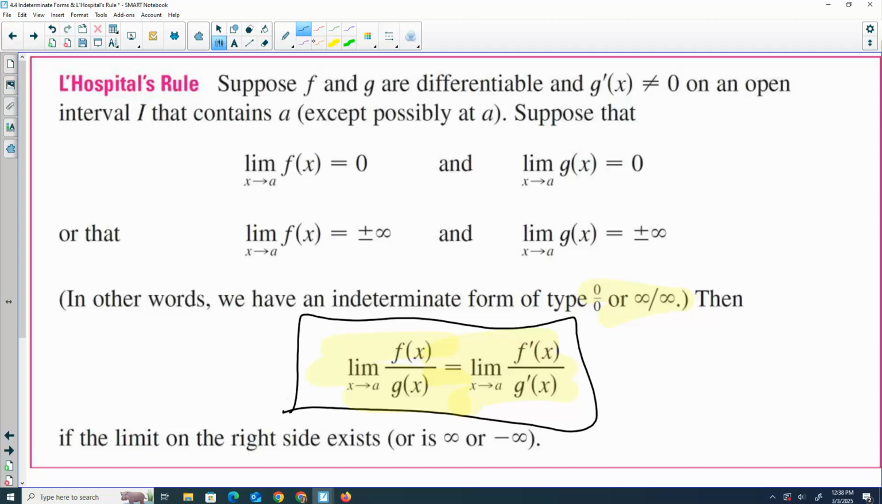The limit is the same as if you do the derivative of the top and derivative of the bottom. Notice, it's not the derivative of the quotient, so we're not doing quotient rule. It's just derivative of the top function divided by derivative of the bottom function. So could this end up that we have a fraction on the top and the bottom? Yes. If it's infinity over infinity, it can be different combinations of signs.